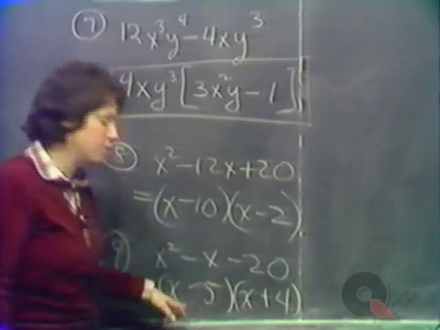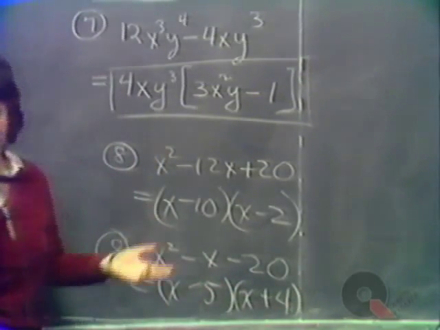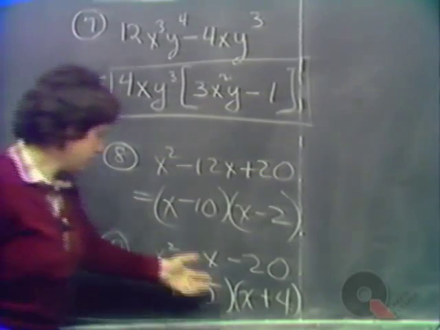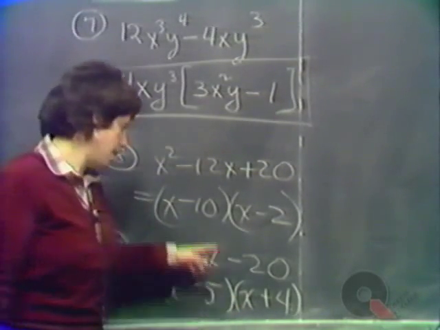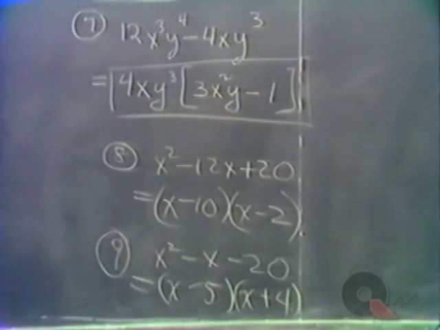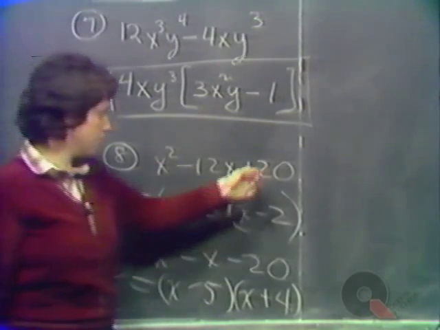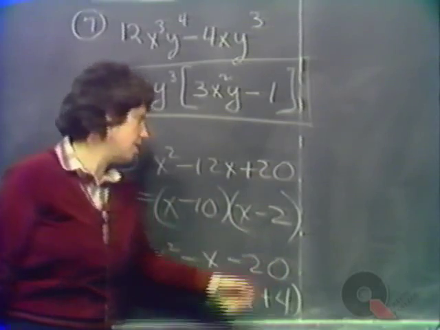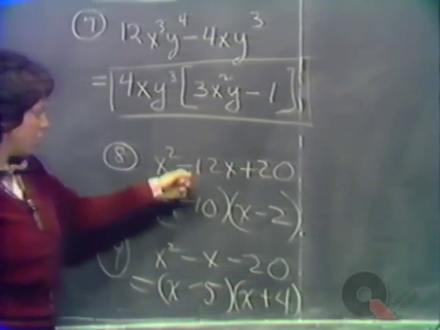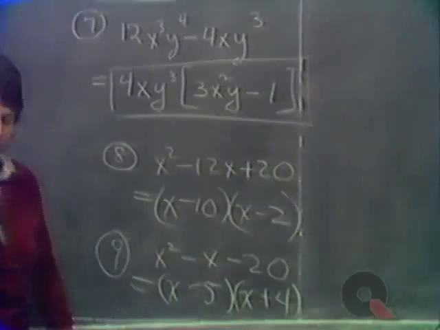For FOIL, you'll have a plus 4x and a minus 5x. When you add algebraically, it's basically a kind of subtraction, and you get the minus x. But still, if you think of it algebraically, you want two numbers which multiply to this constant and add to the coefficient of the x term.